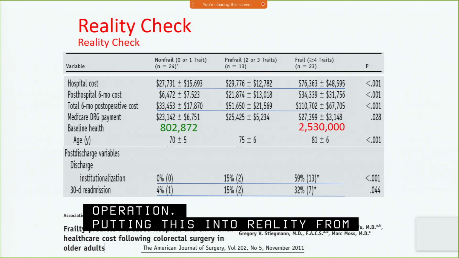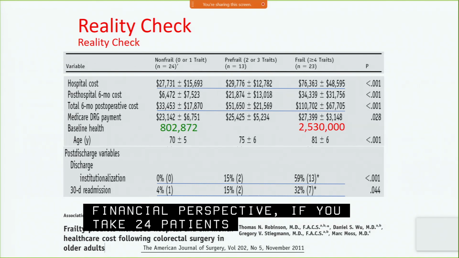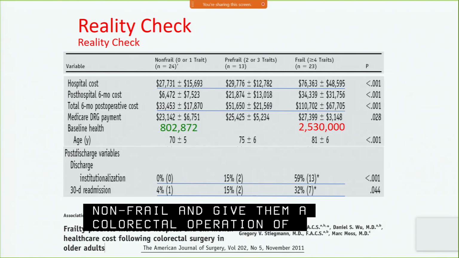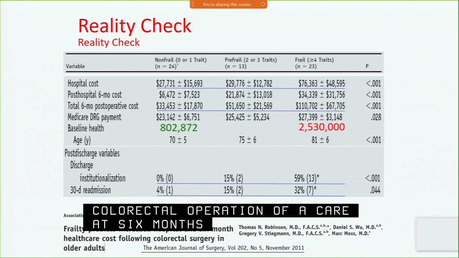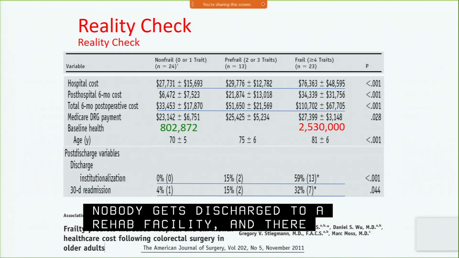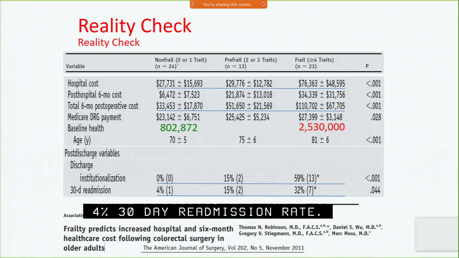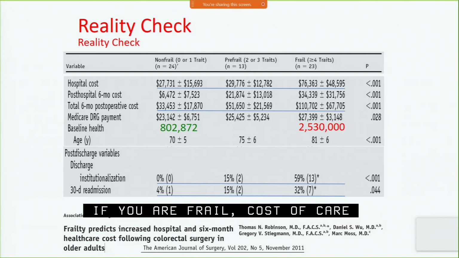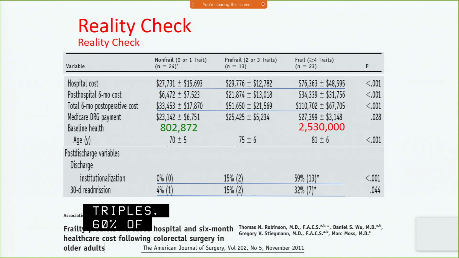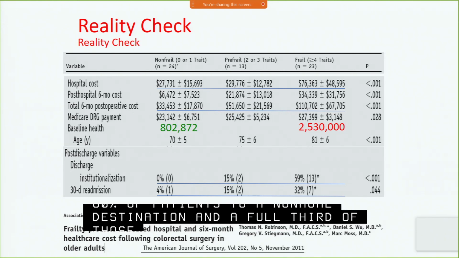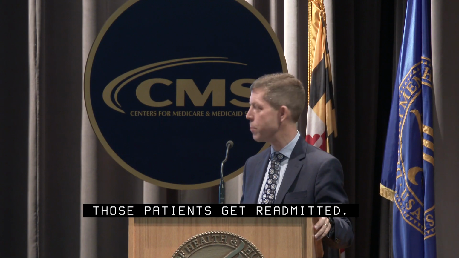Putting this into reality from a financial perspective, if you take 24 patients who are non-frail and give them a colorectal operation, cost of care at 6 months is $800,000 in the VA system. Nobody gets discharged to a skilled nursing or extended rehab facility, and there's a 4% 30-day readmission rate. However, if you're frail, cost of care triples, 60% of patients go to a non-home destination, and a full third of those patients get readmitted. Again, very simple, measuring frailty is very powerful.